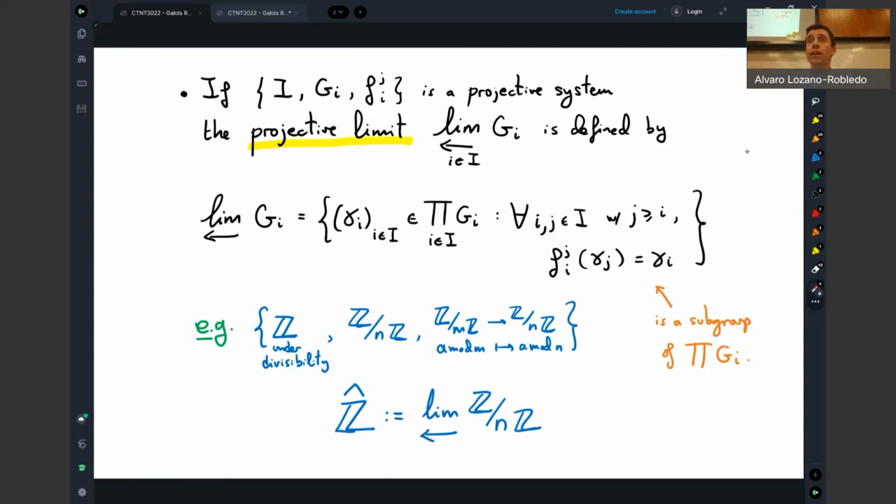For each component there is an element, a class of A mod N, such that whenever there is a divisibility, the congruence classes coincide when you reduce down to the factor. Okay, and this is a subgroup of the direct product of all Z mod NZs, but it's a much smaller subgroup because it's just coherent sequences within that group.